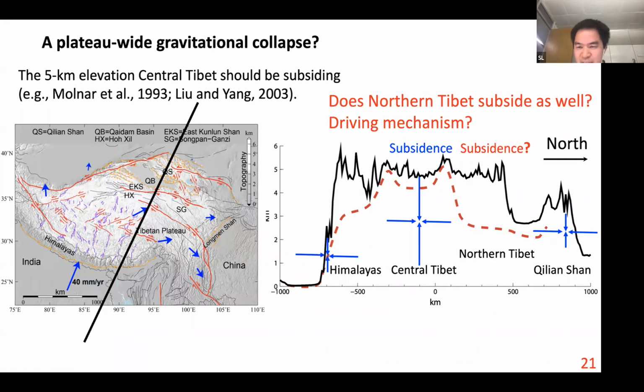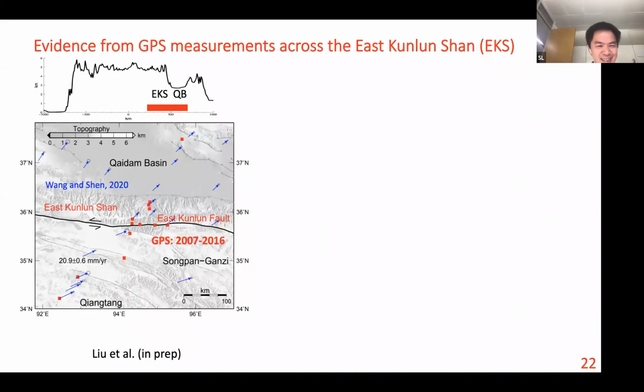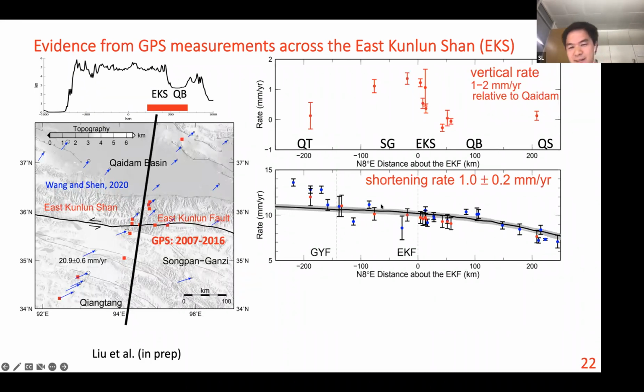Let's look at what GPS can tell us about this story. Since 2007, we have established a continuous GPS profile across the East Qilian Mountain, which is the northern edge of the northern Tibet. You see this topography. And here the blue vectors are the GPS-derived velocity for the horizontal component. And now let's look at the profile perpendicular to the mountain range. On the right, we see the shortening rate is only about 1 millimeter per year from the Qaidam Basin to the plateau.